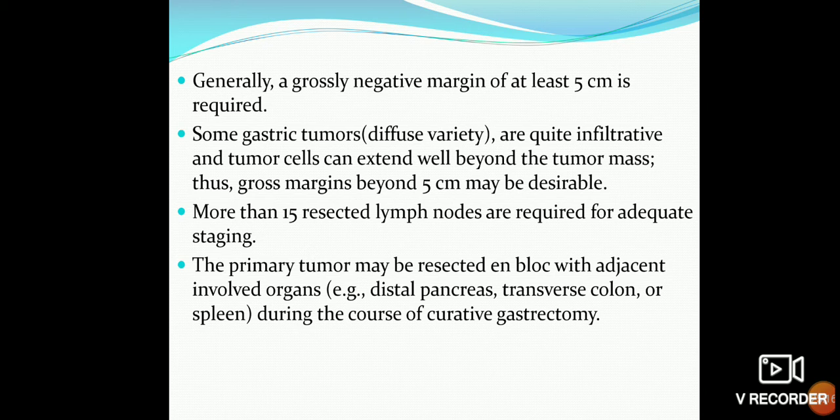Some gastric tumors, the diffuse variety, are quite infiltrative and tumor cells can extend well beyond the tumor mass. Thus, gross margins beyond 5 cm are desirable. More than 15 resected lymph nodes are required for adequate staging. The primary tumor may be resected en bloc with adjoining involved organs, such as the distal pancreas, transverse colon, or spleen, during the course of curative gastrectomy.